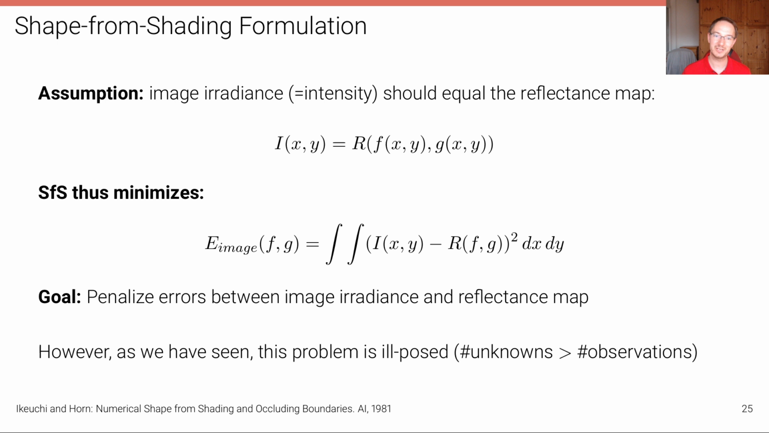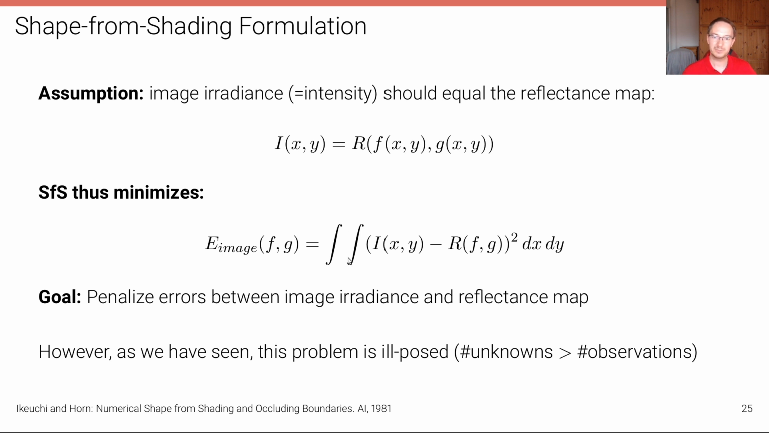Therefore, shape-from-shading minimizes an error term. Let's call that the image error term or the reconstruction error term. That depends on f and g. These are the quantities, the gradient field that we want to optimize, that corresponds to the normal. If we have found f and g, then we have found the normals.